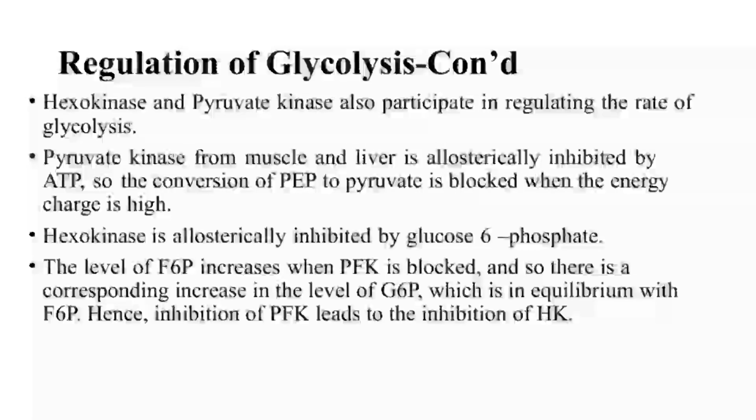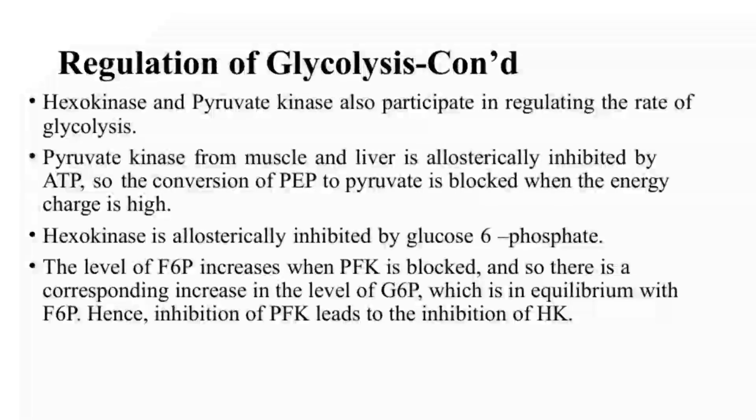Similarly, hexokinase is also subject to allosteric regulation, but in this case, it's inhibited by glucose 6-phosphate. When G6P levels rise, often due to a slowdown downstream, hexokinase activity decreases, preventing excess accumulation of G6P. Interestingly, when phosphofructokinase, or PFK, is inhibited, levels of fructose 6-phosphate, F6P, increase. Since G6P and F6P are in equilibrium, this leads to an increase in G6P as well. So, in essence, inhibition of PFK not only slows down glycolysis at that step, but also causes a rise in G6P, which then inhibits hexokinase. This interconnected regulation ensures a balanced control over glycolytic flux, preventing wasteful overproduction and conserving cellular resources. This coordination highlights how regulation at multiple points maintains overall metabolic homeostasis.